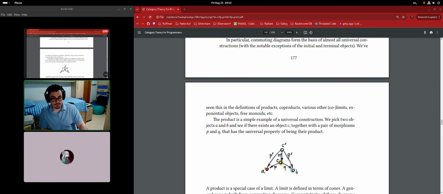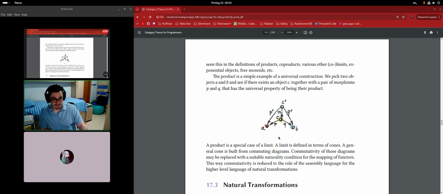So here we have a product. We've seen this before. We have the definition: we pick two objects A and B to see if there exists an object C together with a pair of morphisms P and Q that has the universal property of being their product. This involves talking about factorizations and all that stuff, and it's a special case of a limit.